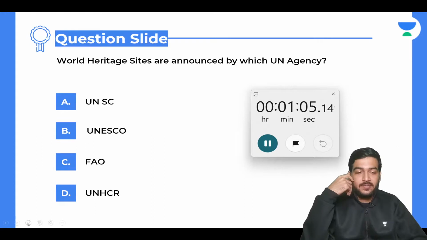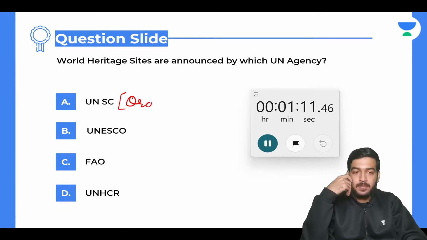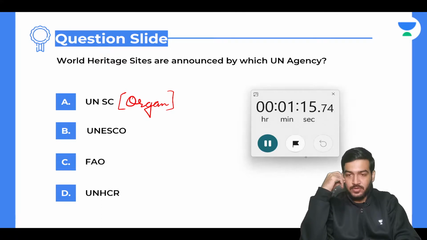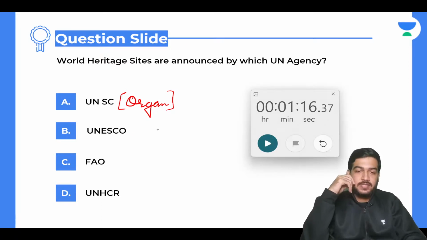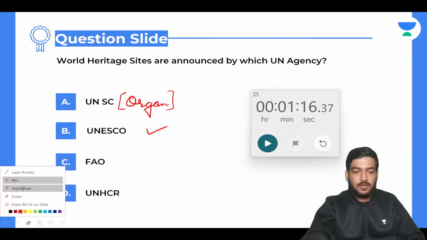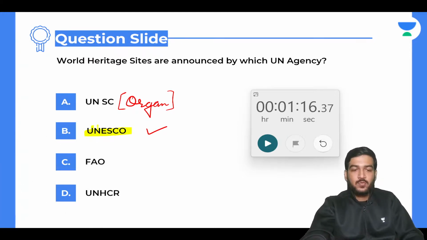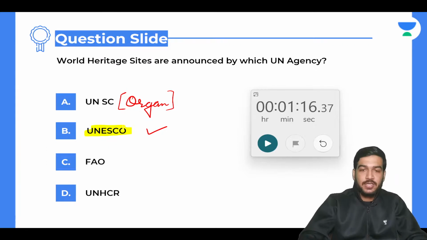I'll give a hint: UNSC is not a UN agency. It's an organ of UNO. So the answer is UNESCO. UNESCO announces World Heritage Sites each year.